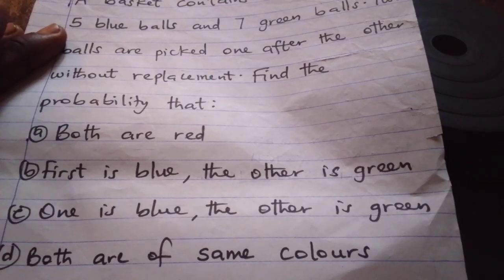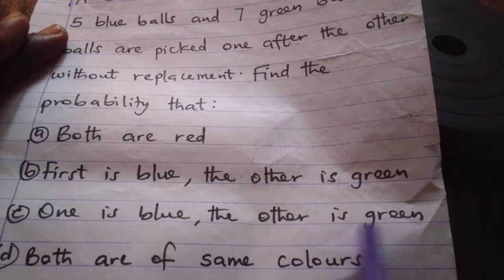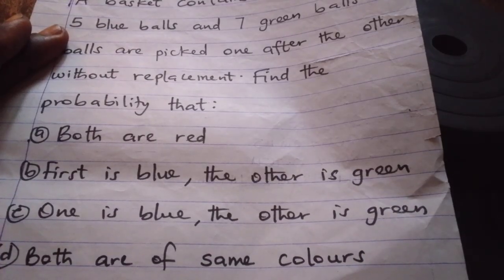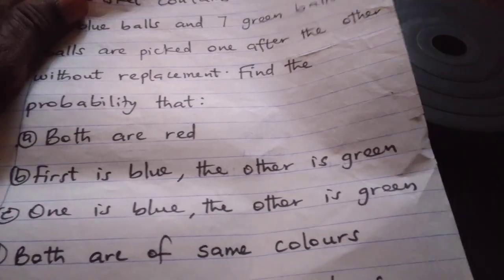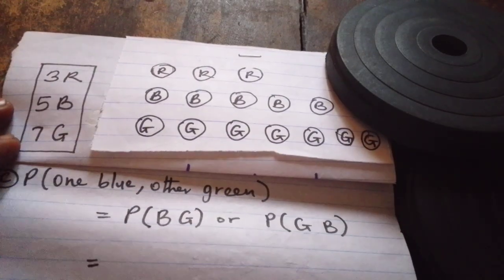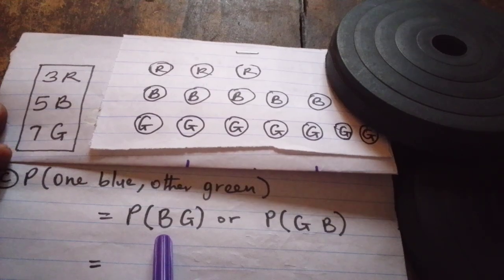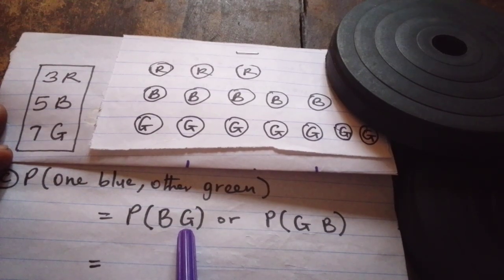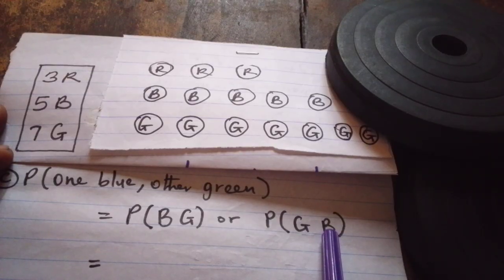Now let's consider this part C of the question. It says, what is the probability that one is blue and the other is green? The probability that one is blue and the other is green. You realize that this particular question is not giving us the arrangement of the color, how the colors will be selected. So it is either we have the first one to be blue and the second one to be green, or we have the first one to be green and the second one to be blue.